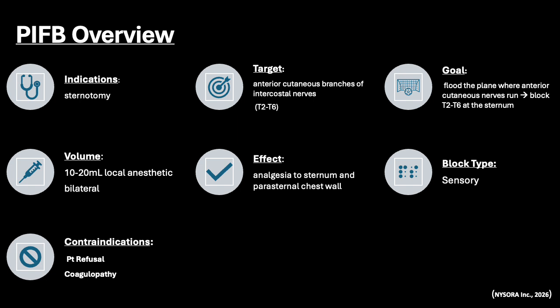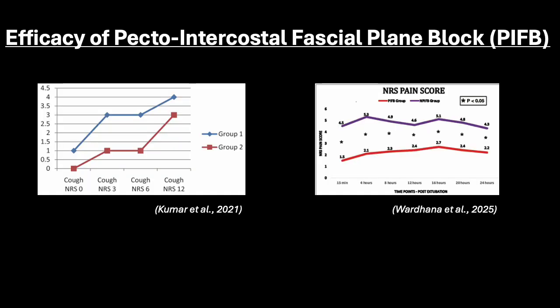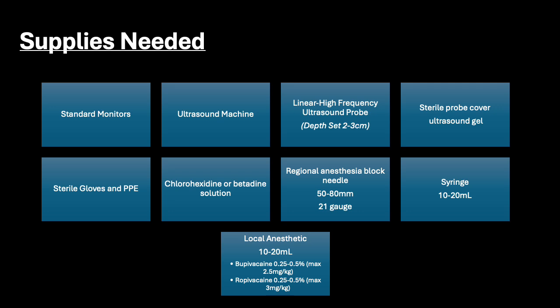Absolute contraindications include patient refusal and significant coagulopathy. Numerous studies have demonstrated the clinical effectiveness of the Pecto-Intercostal Fascial Plane Block. Patients receiving this block consistently report lower postoperative pain scores, reduced opioid consumption, and improved comfort during coughing, deep breathing, and early mobilization. These findings support incorporating the PIFB into Enhanced Recovery After Surgery, or ERAS, pathways for cardiac surgery patients. Before performing the block, gather all required equipment.